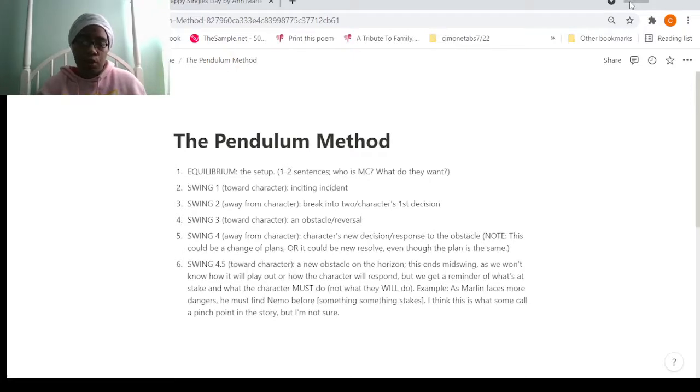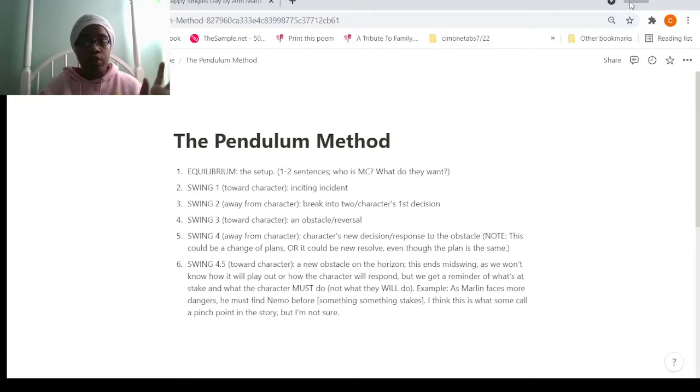Okay. Then you have your first swing toward the character, which is the inciting incident. Yeah, so like I said, you could definitely make this correspond with a plot beat, your inciting incident. So what is the thing that happens that kicks off the story? Some people call it a catalyst instead of inciting incident. Then you have swing 2 away from the character, which is your break into 2 or your character's first decision. In other words, how does your character respond to the inciting incident? What do they decide to do?